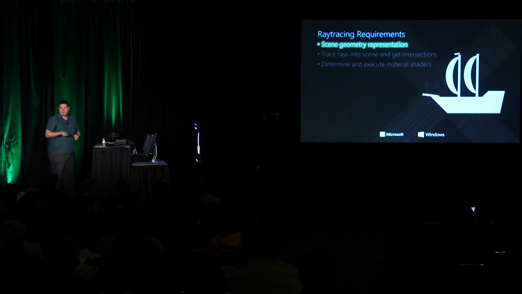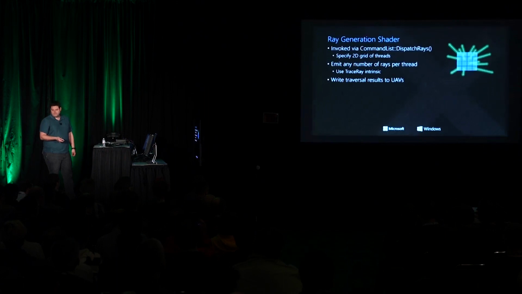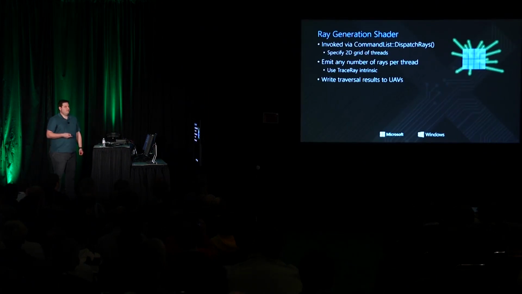So now we've gone over how we represent the scene itself using DXR. Let's talk about how we actually trace rays into the scene and get the intersections. So this is done with a new command list API called DispatchRays. It's very similar to compute.